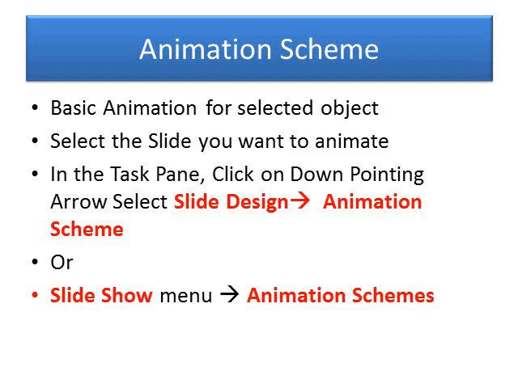First, what you have to do is select the slide you want to animate. In the task pane, click on the down pointing arrow and select slide design animation scheme. In the slide design, you select the animation scheme, or in the slideshow menu, choose animation scheme.